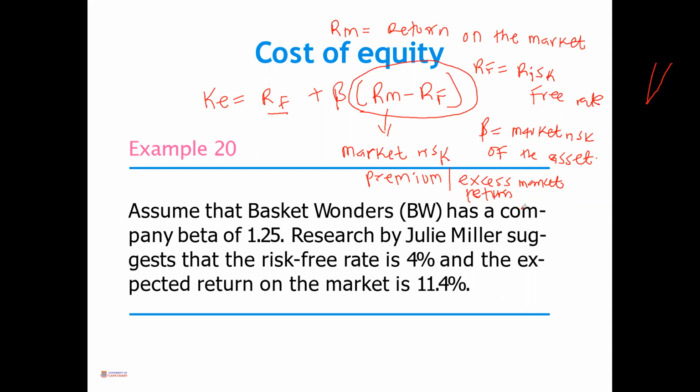Okay. However, there are several assets sold on the market. The implication of this is that if you want to know the premium that belongs to a particular asset on the market, you have to multiply it by the market risk of that particular asset. So everything here, beta times this, is called the risk premium of the particular asset.